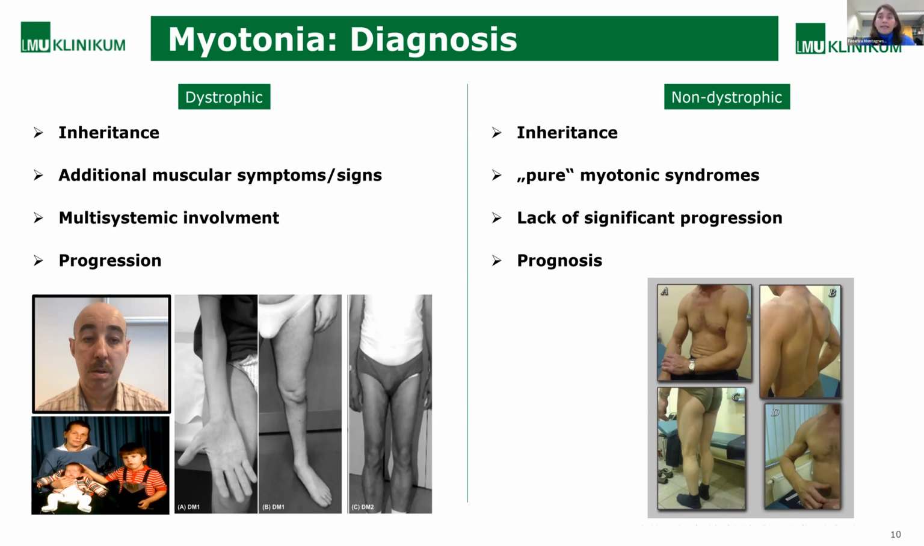Once we have made clinically this distinction, we can then ask our geneticist to perform the correct test, which will be probably a multi-gene panel for a non-dystrophic myotonia and a Southern blot analysis for the dystrophic myotonia, as we need to remember these are repeat expansion diseases which could not be detected by normal multi-gene panel analysis.